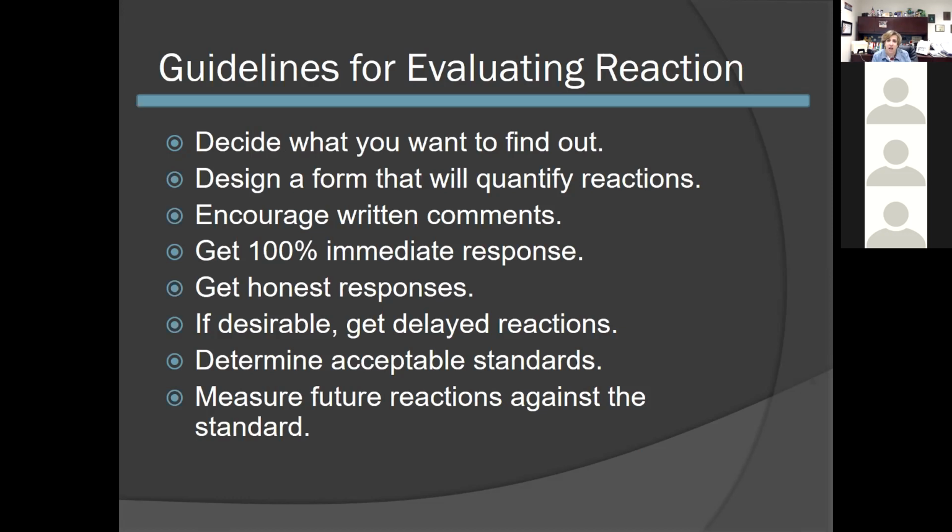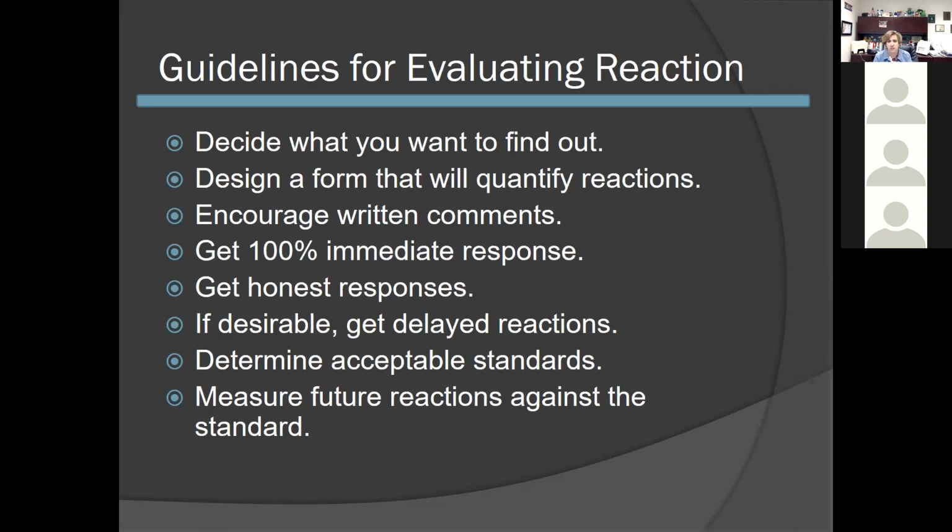And sometimes it is good if you want to give people a couple days to think about the event, then you could do delayed reactions where you send a survey out afterwards. I will tell you that you do not get a good response rate when you send it out after the event for people to fill out.